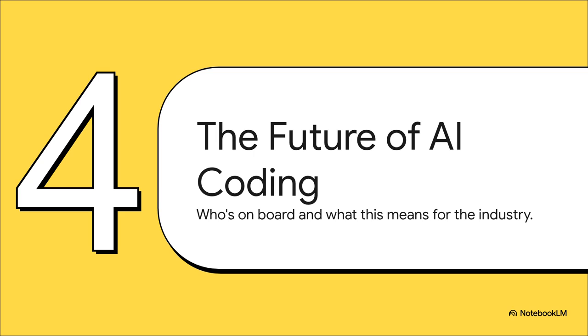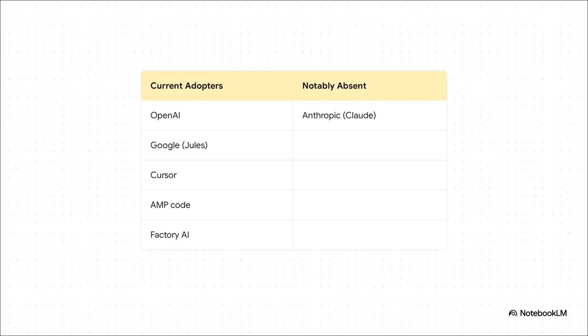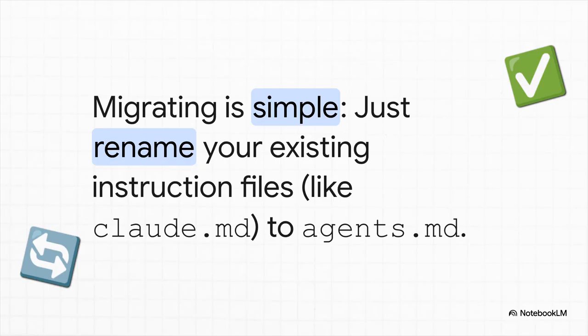Who's backing this initiative? And what could this really mean for the future of software development? Well, the list of early adopters is already pretty impressive. You've got heavy hitters like OpenAI, Google, and Cursor on board. But what's just as interesting is who isn't on this list yet. The most glaring absence is Anthropic, which means its AI, Claude, is, for now at least, sticking with its own proprietary format. The good news here, though, is that getting on board with this new standard is incredibly easy.